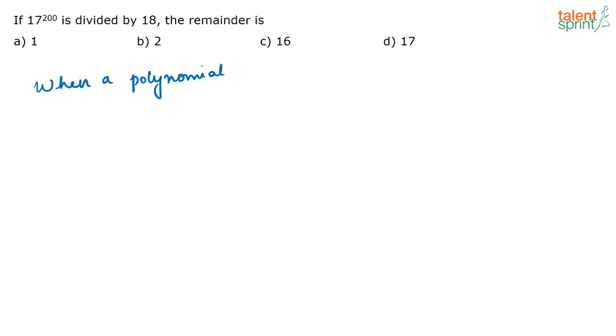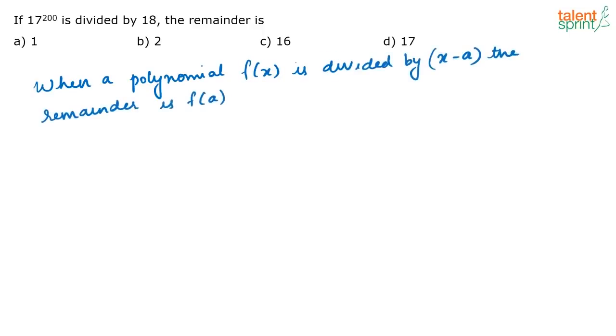I'll explain the theorem also. When you read it, you might think, oh my god, what is this? But it's actually very easy. If you know this theorem, solving this question is very easy. So what does it say? If I have a polynomial f of x, and I am dividing it by a factor, let's say x minus a, the remainder that I get for this division is always equal to f of a.